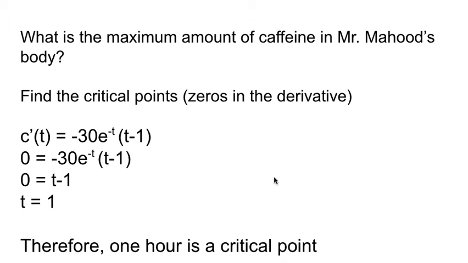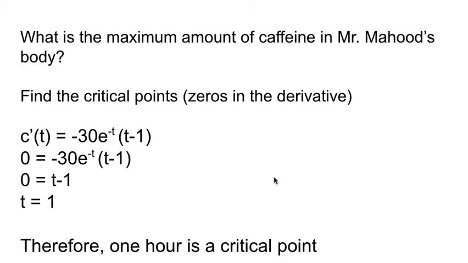So the critical points are the zeros in the first derivative, and critical points could also be where it does not exist, but there's no asymptotes in this equation. So it's just zeros. So to do that, we need to make c prime of t equal to 0, because c prime of t is basically the y component, so where y is 0, there's no height. We need to find where on the x-axis it is, what the x value is.